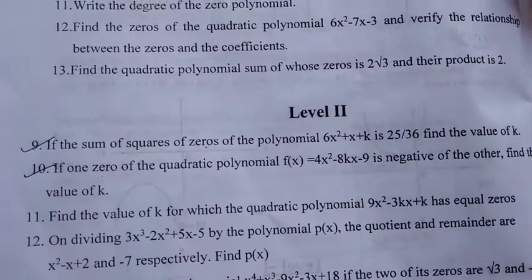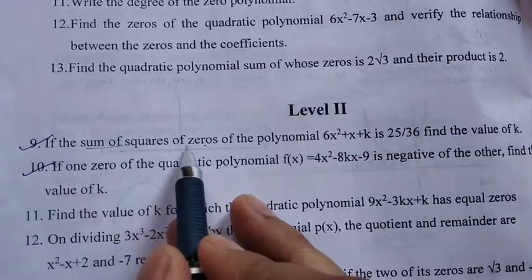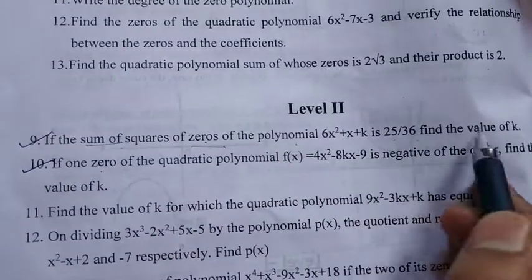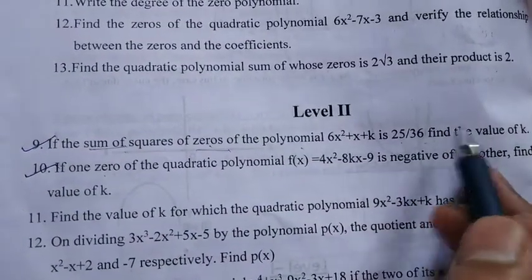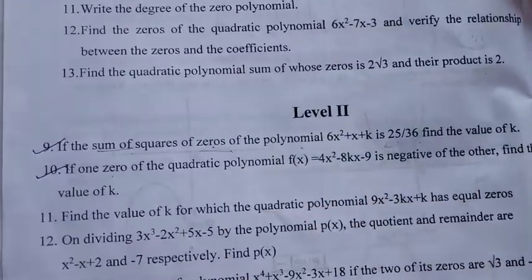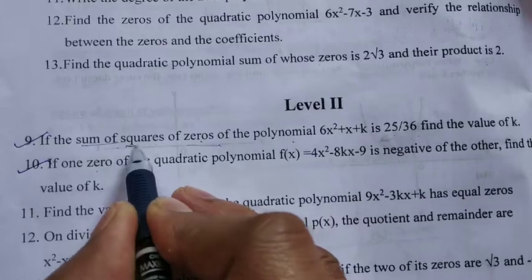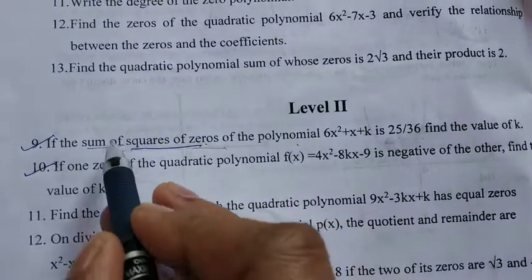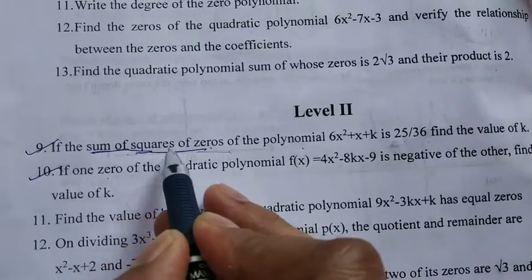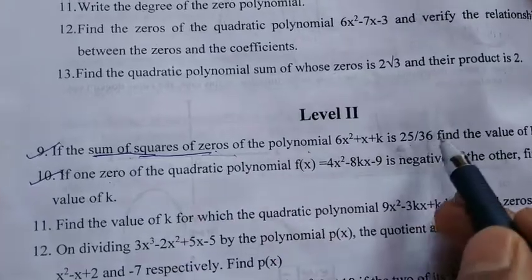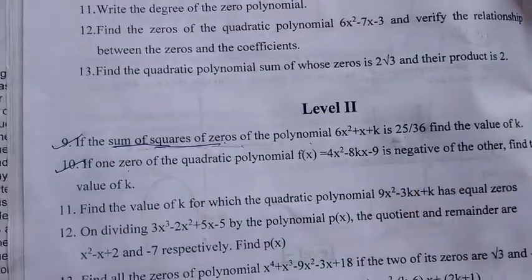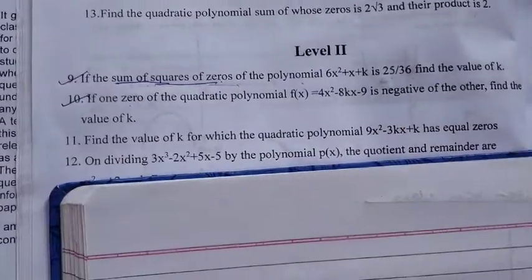Usually what happens, students read sum of zeros of the polynomial, find the value of k on that basis, and think they have done the question correctly, but actually it is wrong because here one more word is given, that is square. So in this question the sum of squares of zeros is 25 by 36. Let's solve this question.